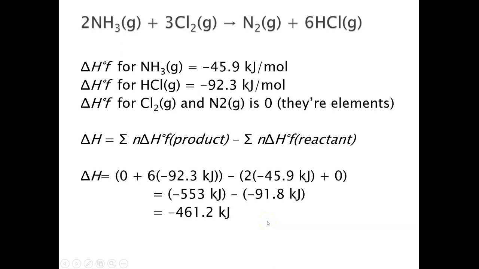What we need to figure out next is, what type of reaction is this? Is it going to give off heat? Is it going to absorb heat? Is it exothermic or endothermic? Maybe you can stop the video and just decide. Well, the presence of the negative sign here tells us it's an exothermic reaction.